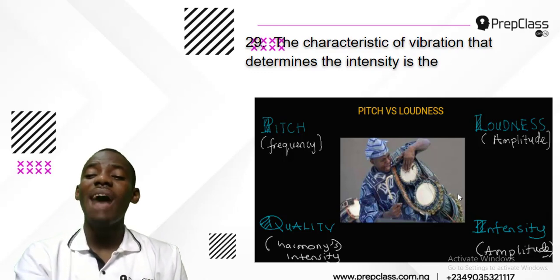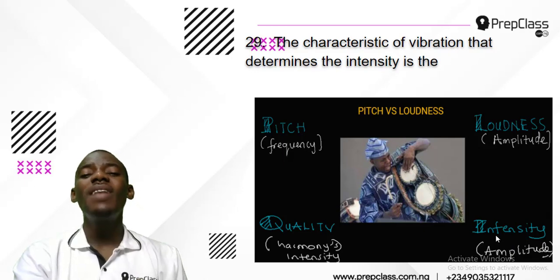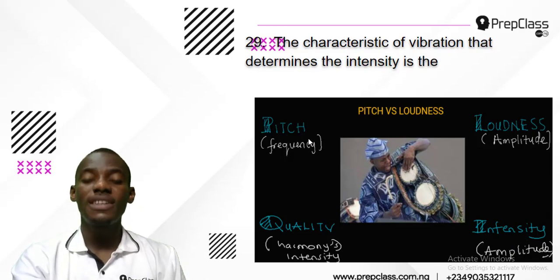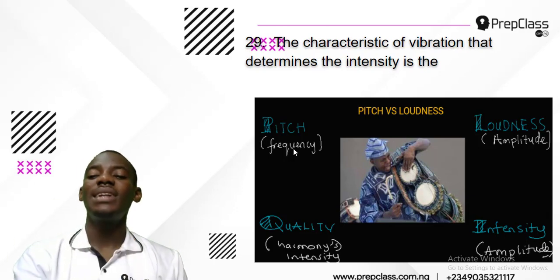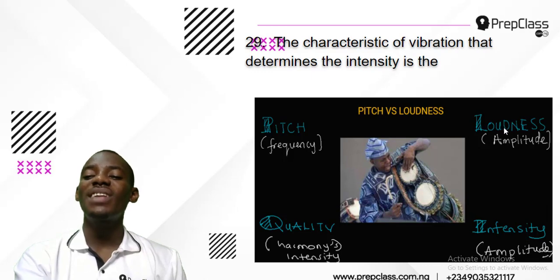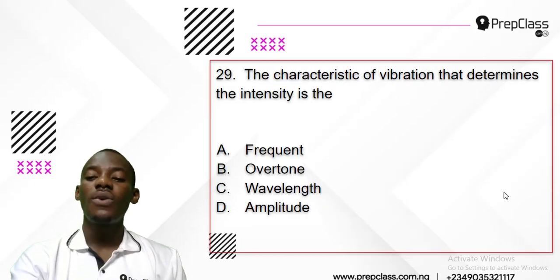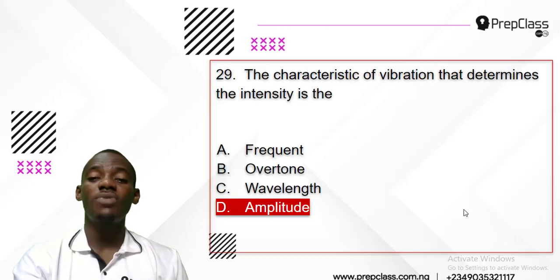So intensity is affected by amplitude, but if they've asked for pitch, it will be frequency. Frequency is the number of oscillations the drum makes in 1 second, and that is it. Loudness is also affected by amplitude. So both loudness and intensity are affected by amplitude, and that is the answer for number 29.